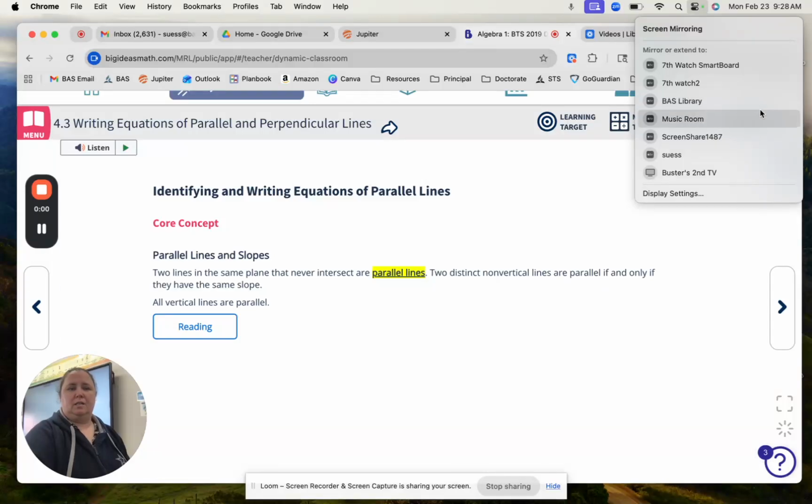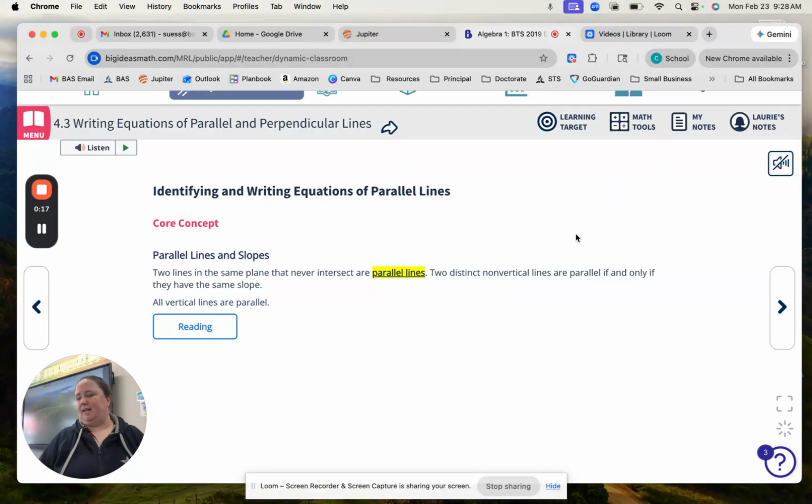All right, this is lesson 4.3, writing equations of parallel and perpendicular lines. Perpendicular. What's perpendicular mean? I remember that. Perpendicular is a right angle, for those of you who did not know what that meant.